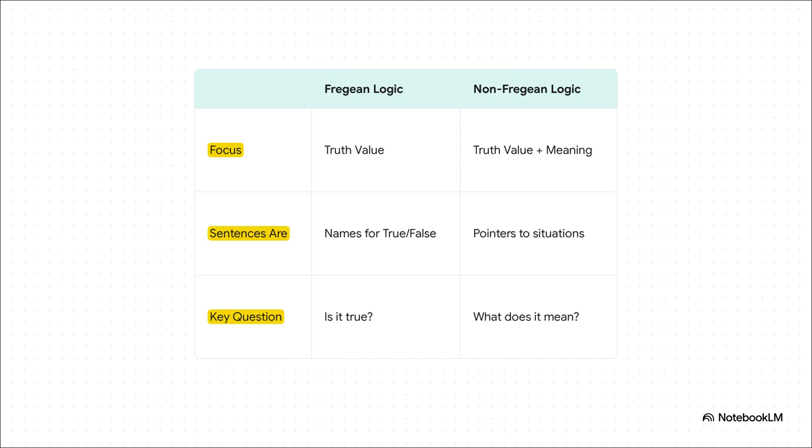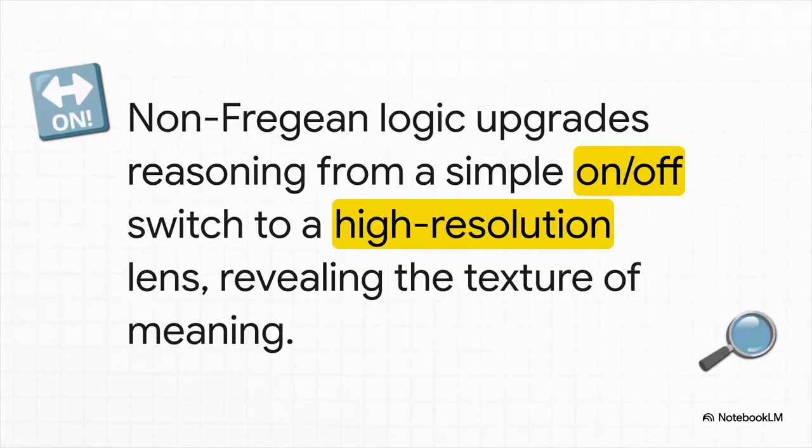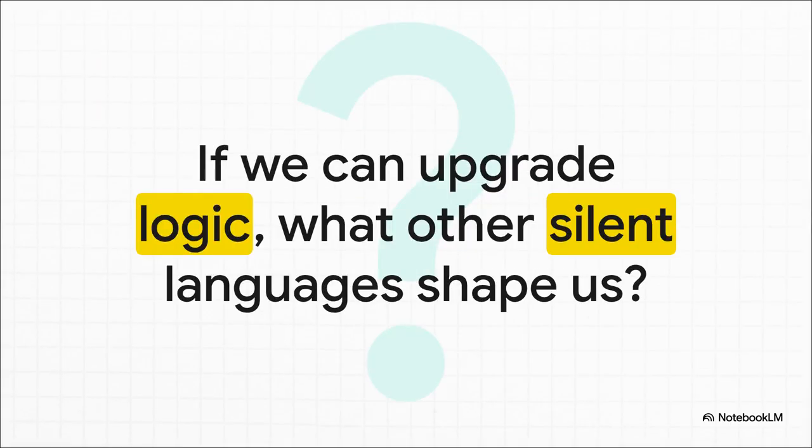What does this actually mean? So here's the bottom line. It's an upgrade, a massive one. Non-Fregean logic takes our reasoning from being like a simple on-off switch to being like a high-resolution lens. It's a lens that lets us see all the rich, complex texture of meaning in our language and in our own thoughts. And that leaves us with one final kind of mind-bending thought to take with you.